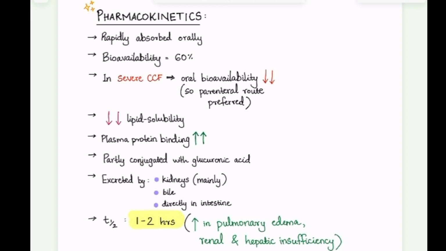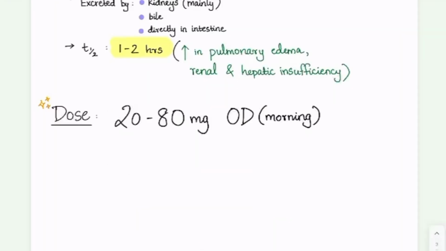Now about the metabolism, it is partly conjugated with glucuronic acid. It is excreted mainly in the urine by kidneys, but some amount is excreted in bile and also directly in the intestine. Its plasma half-life is 1 to 2 hours and half-life is increased in conditions like pulmonary edema and renal and hepatic insufficiency. Dosage 20 to 80 milligram OD, that is once a day in the morning.